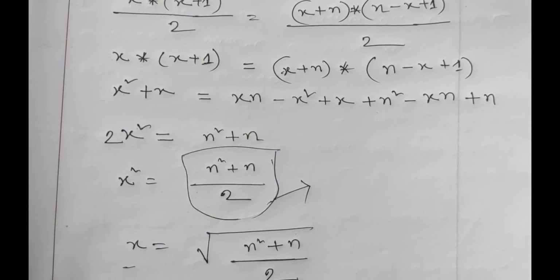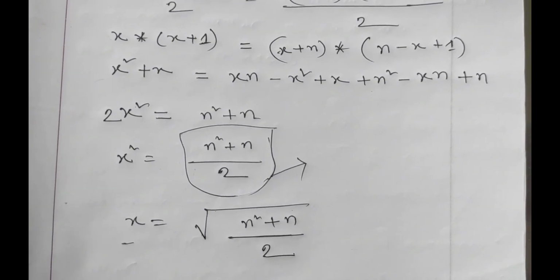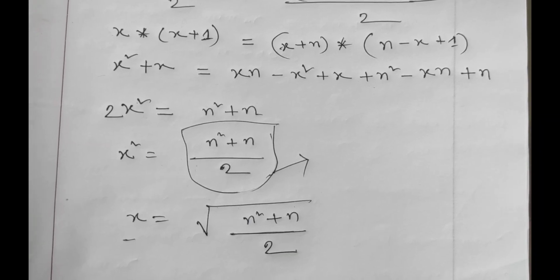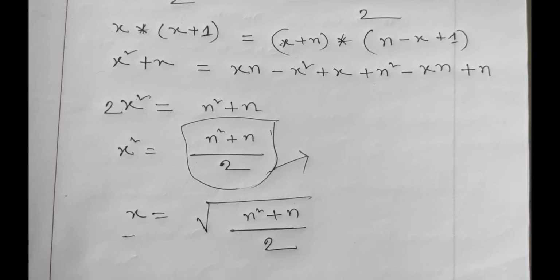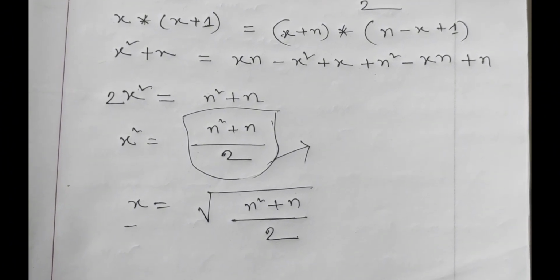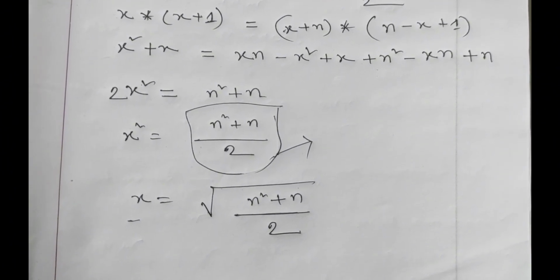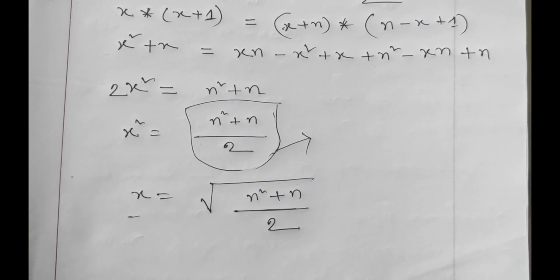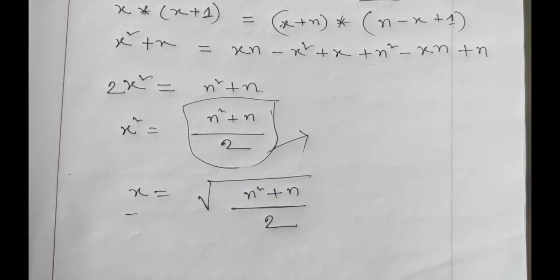Finally, we've got x squared equals (n squared plus n) divided by 2. So x equals the square root of (n squared plus n) divided by 2. This is the formula for the sum of n natural numbers. Let's code it out.